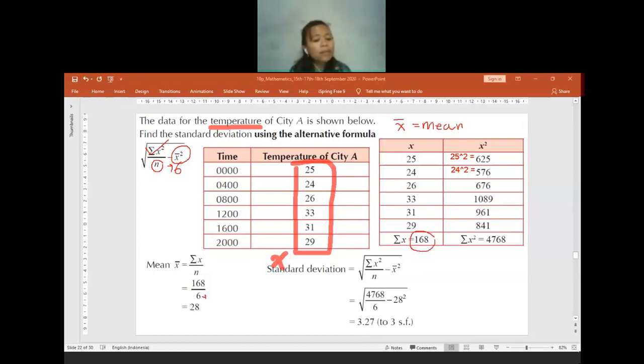After that, the result we need to subtract the square of the mean. Sorry, we have to subtract it with the mean for this table. The mean is 28, so we subtract it by 28 square. You can calculate it using a calculator. You will get 3.27 if we round off the answer correct to 3 significant figures.